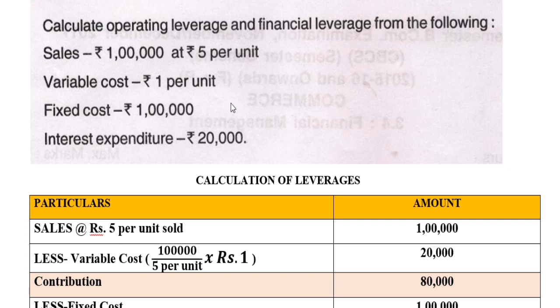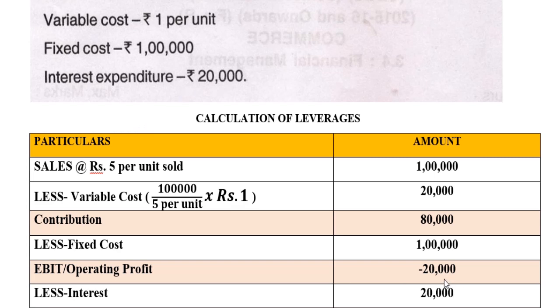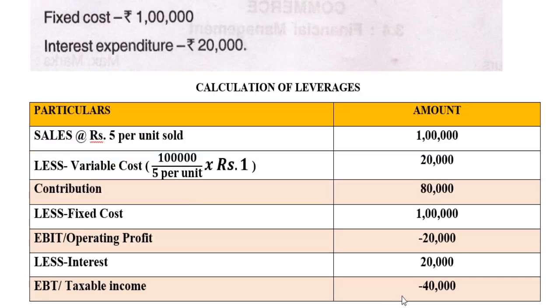Then 1 lakh minus 20,000, you will get 80,000 as contribution. Then you deduct the fixed cost of rupees 1 lakh. So 80,000 minus 1 lakh fixed cost, you will get minus 20,000. That is EBIT, that is operating loss. And you have to deduct interest expenditure of 20,000. So minus 20,000, that is operating loss, again minus interest 20,000, so we'll get minus 40,000.